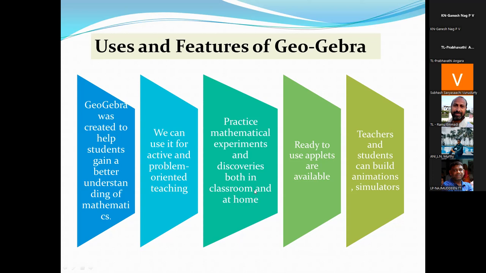You can download GeoGebra, and you can use it both in the classroom and at home. Next, ready-to-use applets are there. Some resources are already there. You can explore these resources, and after exploration, you can also use them in your classroom. Am I audible to everyone?